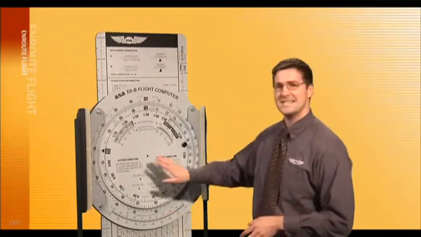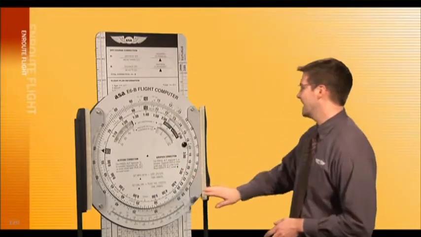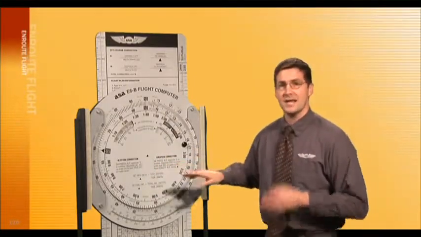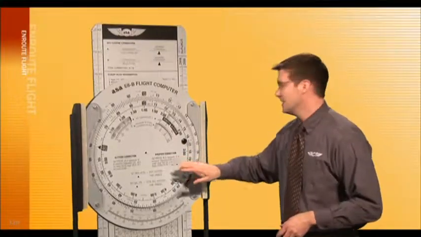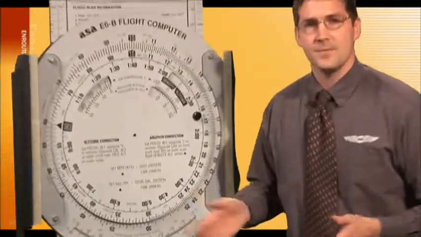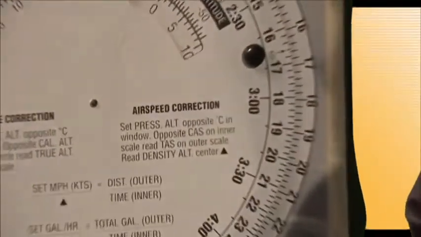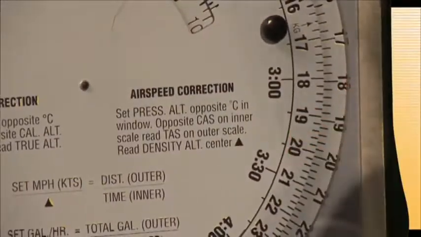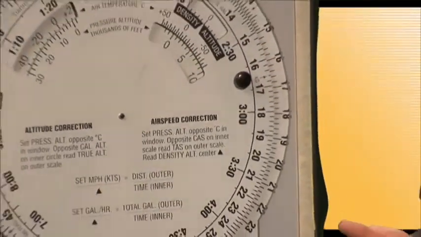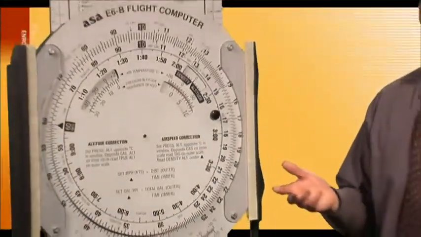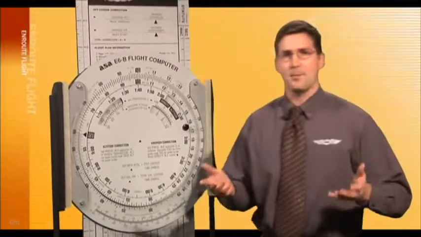Airspeed correction. Let's take a look at yet another type of problem that can be solved using the E6B flight computer. In this case, it's an airspeed correction. And again, we're in luck because the instructions are printed right on the E6B. So, here's a situation. We're flying our aircraft at 10,000 feet and we want to determine what our true airspeed is. In order to do that, we need to determine what our pressure altitude is and what the outside air temperature is.